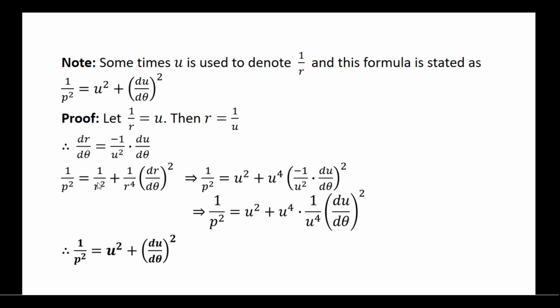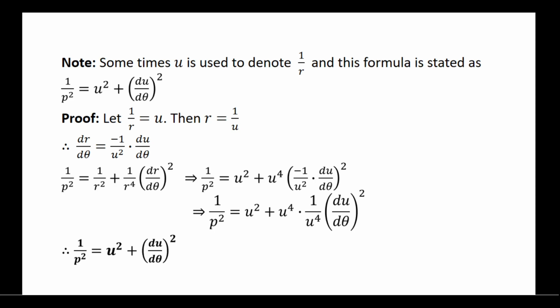Now substitute the value of 1 by r and dr by d theta in this equation. So you will be left with 1 by p square equal to, 1 by r is nothing but u, therefore 1 by r square is u square, plus 1 by r to the power of 4 is u to the power of 4, and dr by d theta is replaced by this value. Square this one, you will get this result. u to the power of 4 will get cancelled. Therefore 1 by p square equal to u square plus du by d theta whole square. This is the other form of the length of the perpendicular.